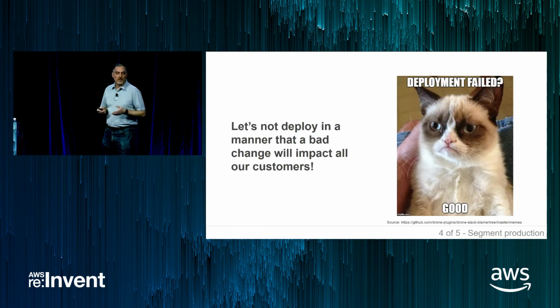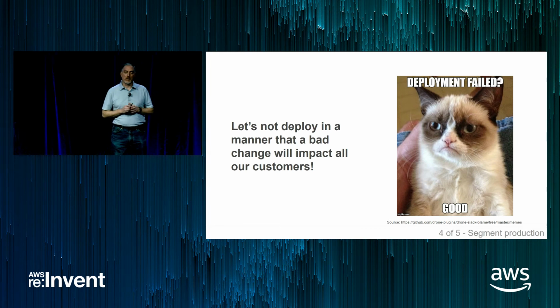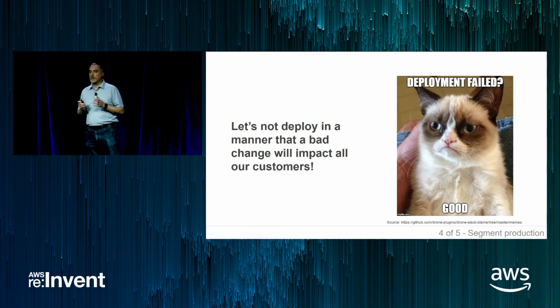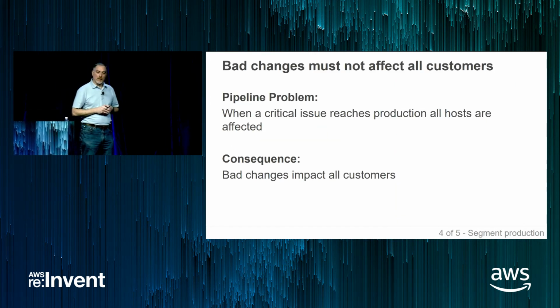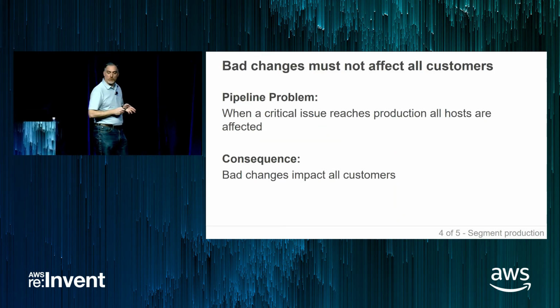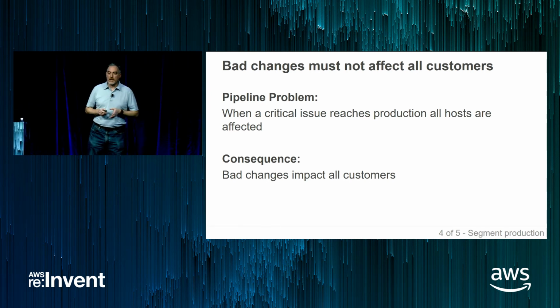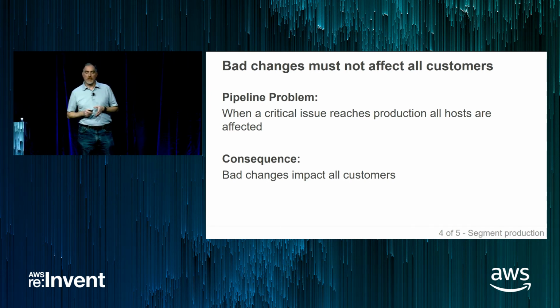So let's not deploy in a manner that's going to impact every customer, even if that's what the grumpy cat wants you to do. If you leave production as one big pool, then any bad change can affect all customers. And that blast radius is just too large for many services.